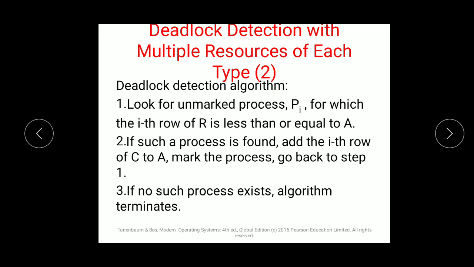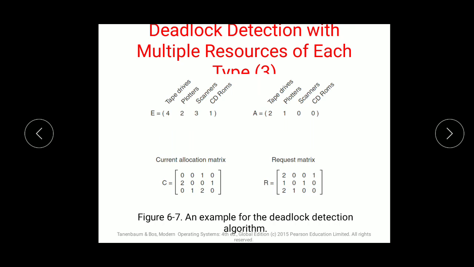It means if f of i, my boolean value, is not yet released or finished, what will happen? Then there will be a deadlock state, because there will be no other resource which will be provided. Then what does deadlock detection with multiple resources of each type mean?